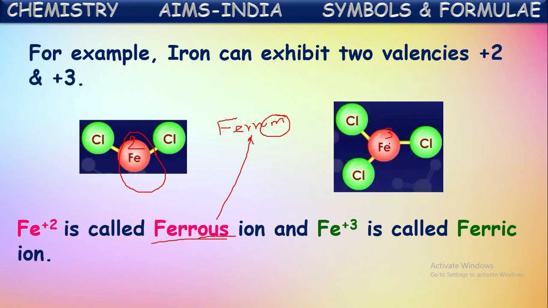And the higher valency ion, Fe plus 3 in this molecule, can be named by removing these two letters from its original name and attaching IC. It becomes ferric. So Fe plus 3 ion is called ferric ion, and Fe plus 2 ion is called ferrous ion. In this way, the two ions formed by an element can be named by attaching OUS and IC at the end of their names. Okay, this is about variable valency.